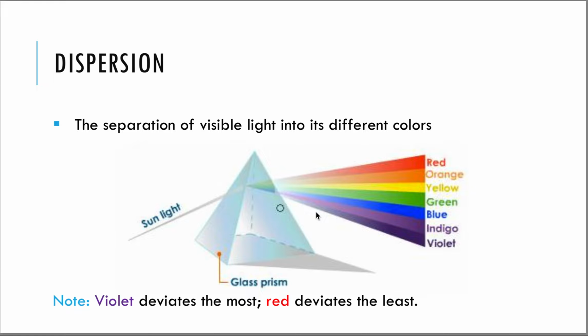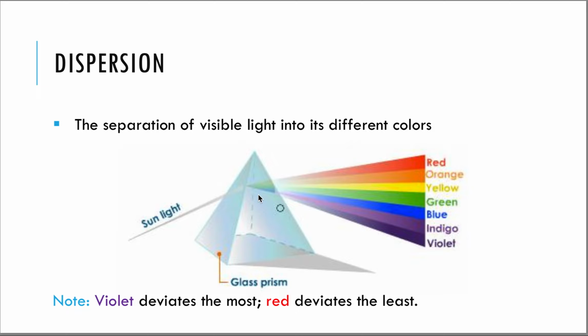The reason that this happens is because the different frequencies of light travel at different speeds inside your material. The material actually has a different index of refraction for every different frequency of light. So the frequency of violet, which is a higher frequency, actually travels slower in the glass than does the red, the lower frequency. So the fact that violet travels slower makes it bend more than the red light.